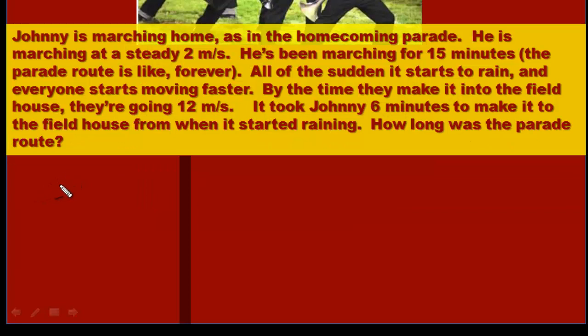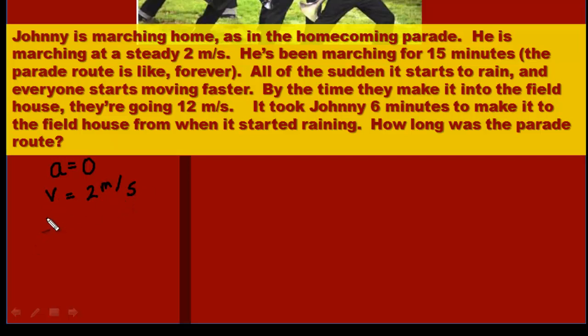The first thing is to realize you've got two parts here. When we're marching at a steady 2 meters per second, that means steady. That means the velocity is constant. If the velocity is constant, the acceleration is equal to 0. So we're going to write down the knowns that we have there. We have the velocity, and that's equal to 2 meters per second.